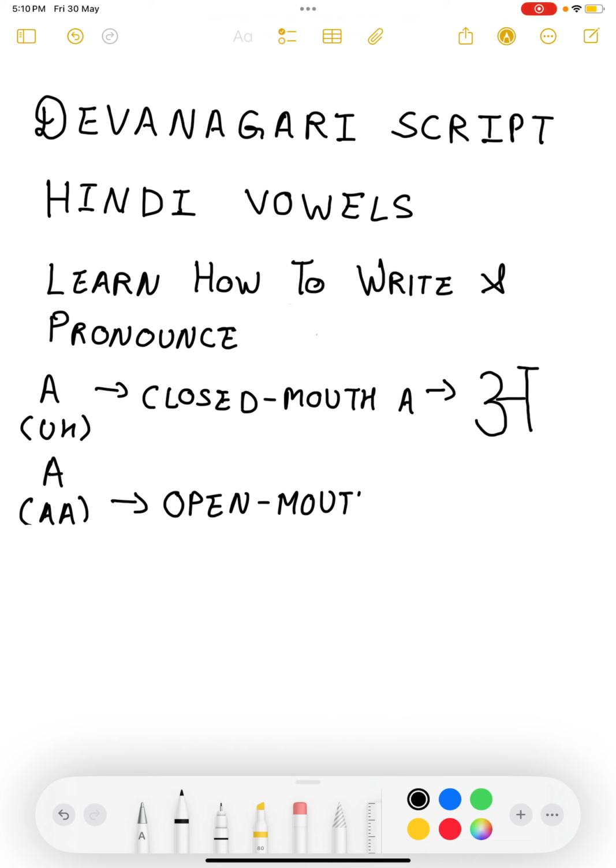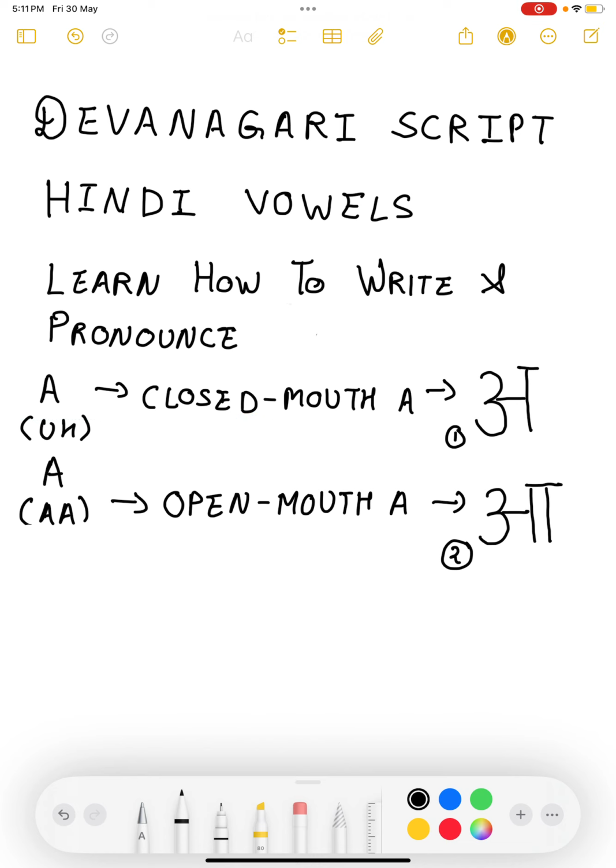Let's see how it's written down. We start by writing something like the letter a first, same as letter a, plus one more line and then the top line. This is how aa is written. The first vowel is a. The second vowel is aa.